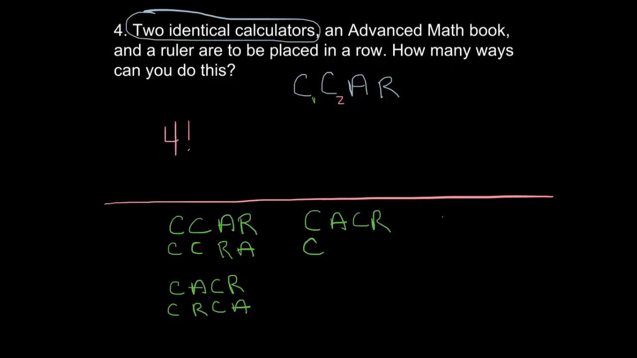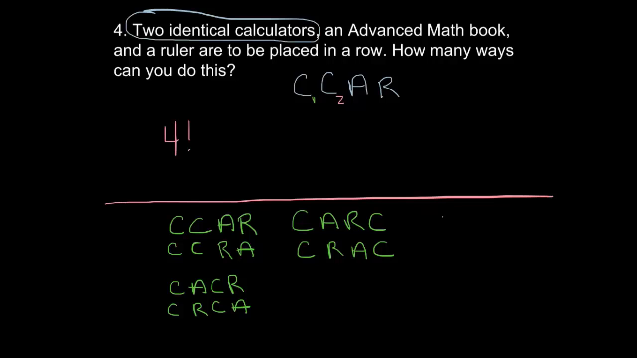I could have calculator, ruler, calculator, advanced math book. I just listed those. That's not what I meant. What I meant was I could have calculator, advanced math book, ruler, calculator. I could have calculator, ruler, advanced math book, calculator. So I'm trying to be somewhat systematic. I have the 2 C's at the beginning, a C in the beginning, and then the middle position.